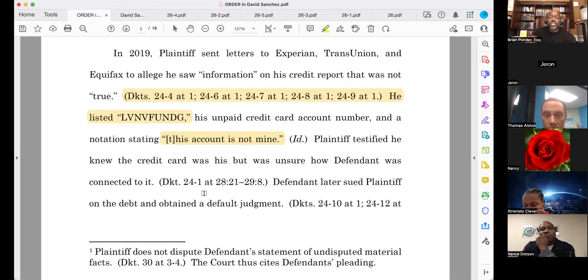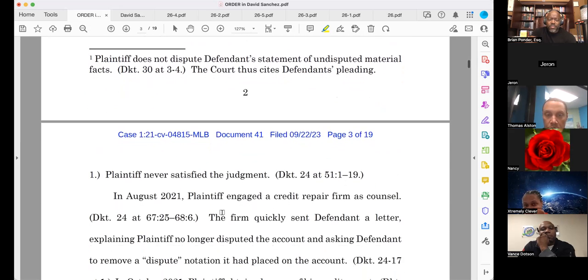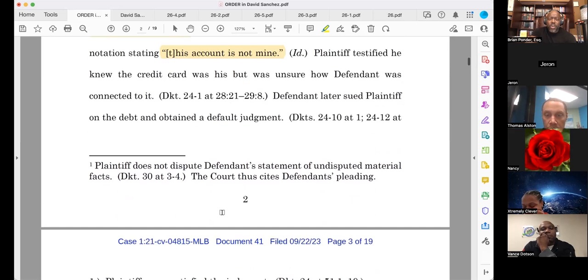Defendant later sued plaintiff on the debt and obtained a default judgment. Oh, so LVNV sued the plaintiff and got a default judgment. Oh, okay. Man, that's slick. See, that's undisputed. That's why I love that EA stuff, man.